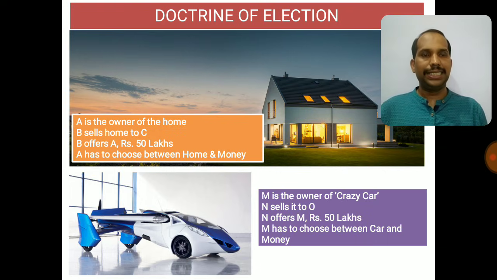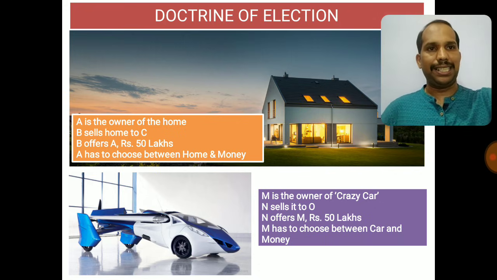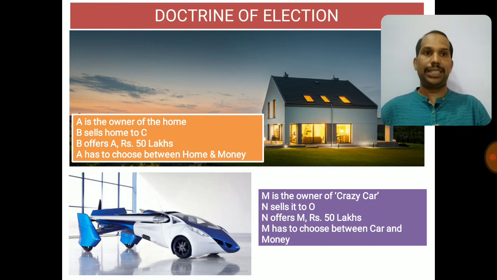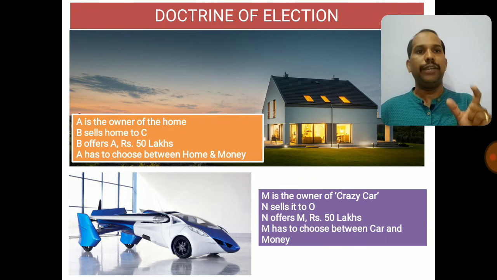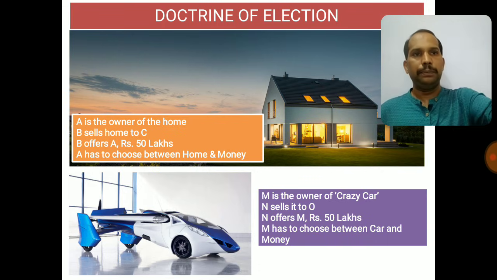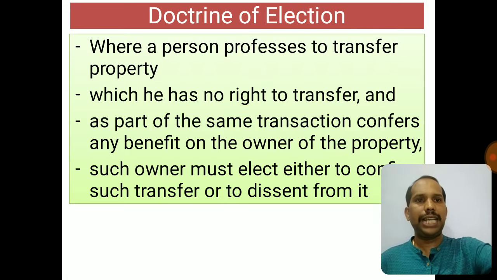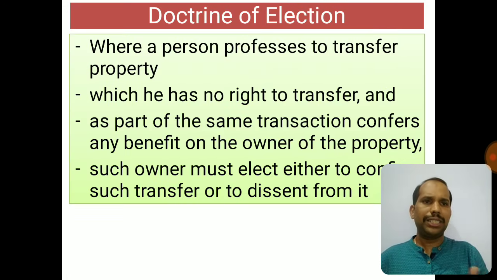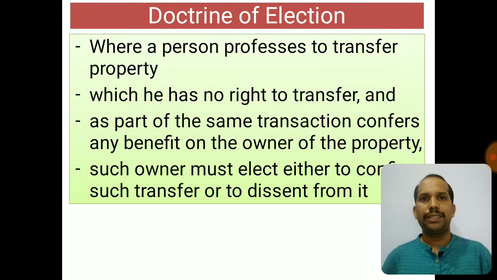Now let's try to understand the legal language in the next slide. I hope by now you are clear on the concept of what the Doctrine of Election is. Whether it is movable or immovable property, somebody else does the transaction for you and gives you the option whether to take the property or to take the money coming from the property. That is your choice, which is called the Doctrine of Election. The legal language is the same as I told, but with some big words as always.